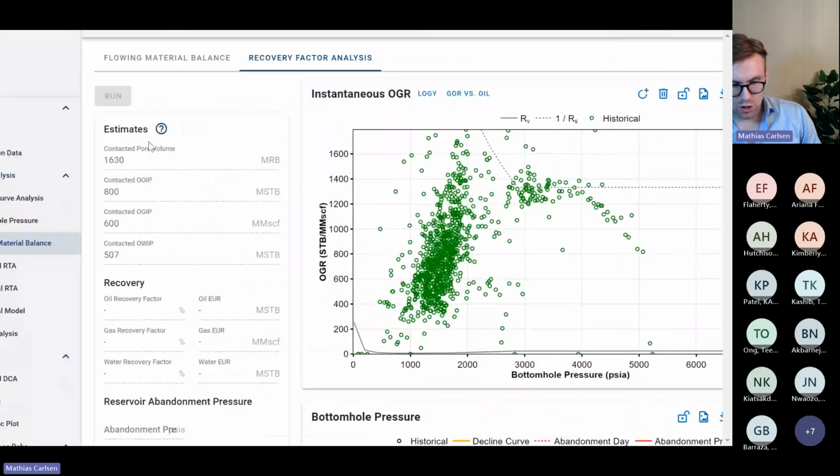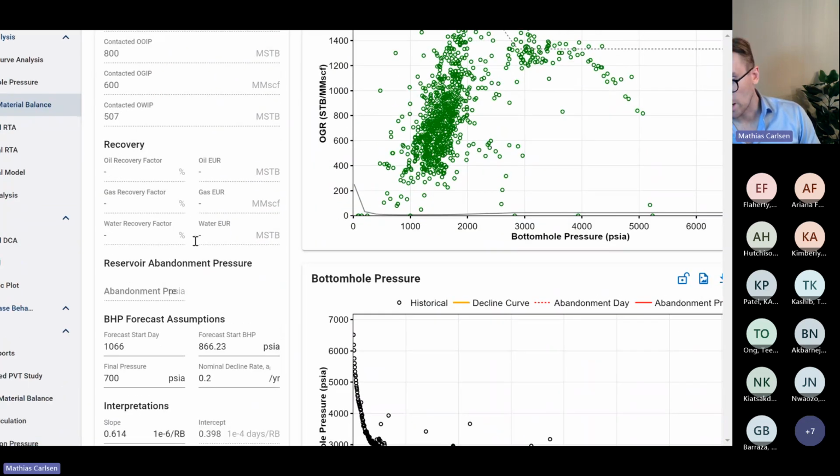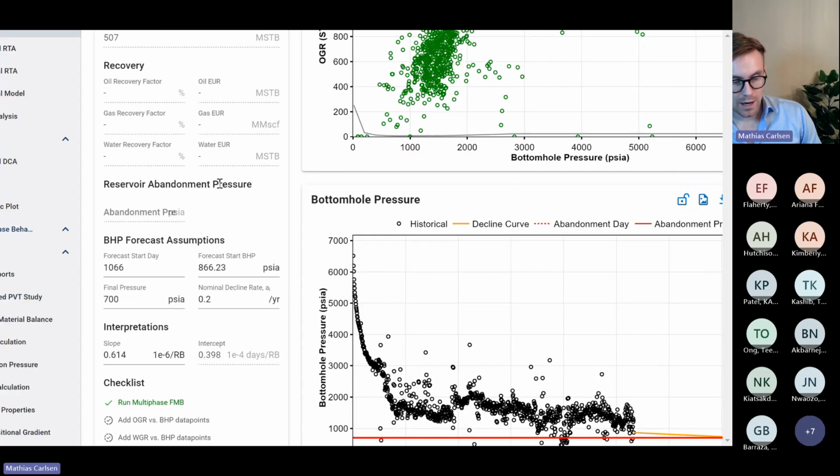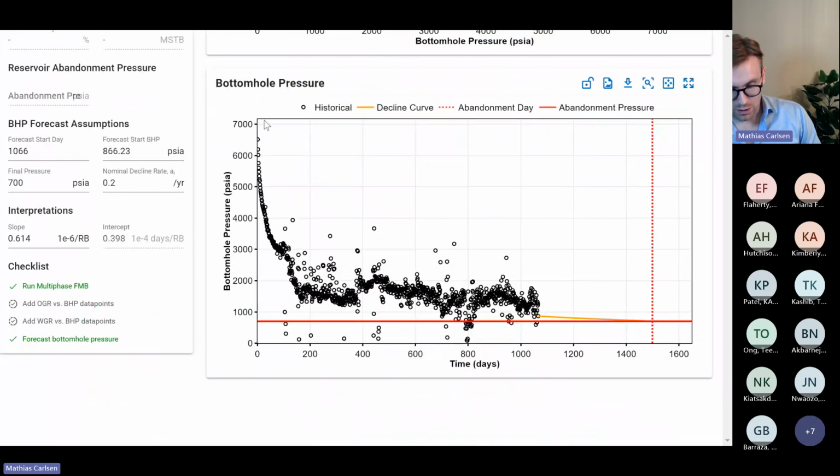Up here to the left is just the analysis. We can't change it. This is the analysis that we did in our multiphase FMB. These are the things we'll calculate. Basic recovery factors, and these oil EORs will be spit out for us. This forecast part right here is the forecast part that is related to the bottom pressure. So that's everything from here and later in time. That's what's coming out here.